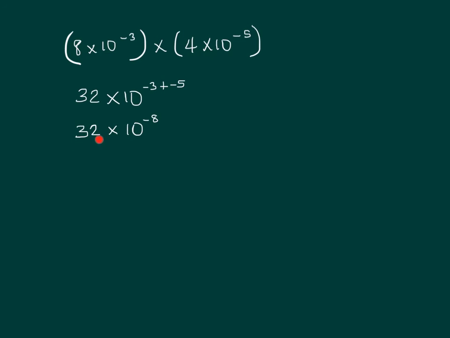This number is not in standard form. We need to change this to 3.2 because this number is too big, is bigger than 10. So we need to move the decimal point one place to the left, which means adding 1 to the power. And if we add 1 to that power, 3.2 times 10 to the power minus 7. Yes, it is minus 7.